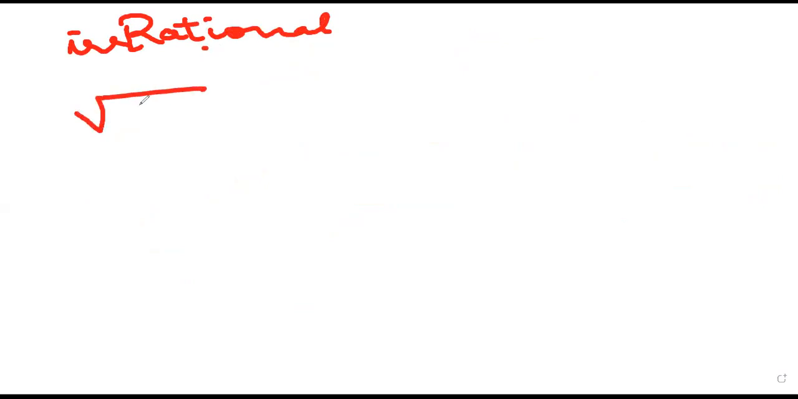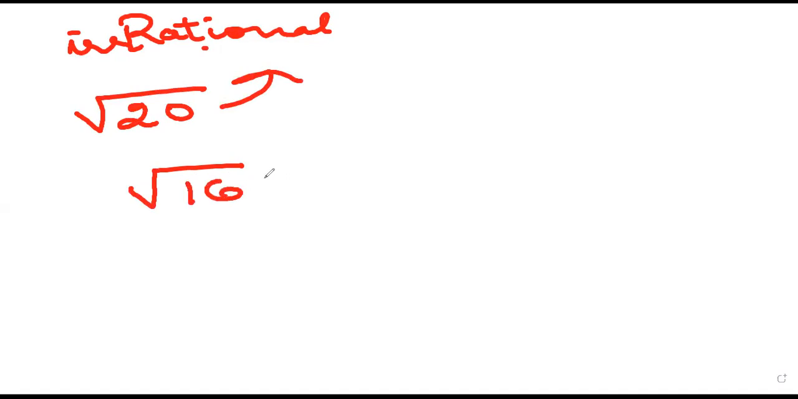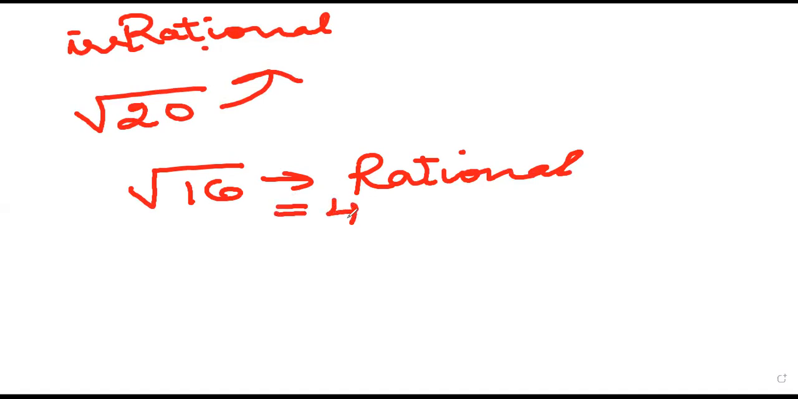Now, children, let me ask you a question. Can you tell me whether this is a rational number or an irrational number? Root 20. Is this rational or irrational? It's irrational. Now, tell me root 16. Is this rational or irrational? Now, children, this is a rational number. Why so? Because square root 16 can be written as 4, so it becomes a rational number.